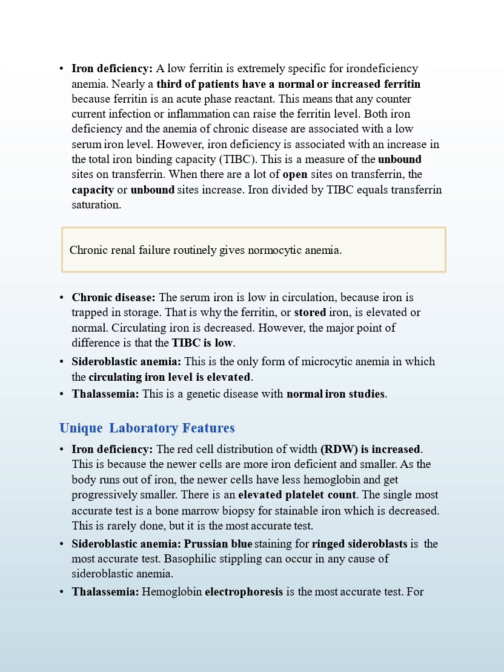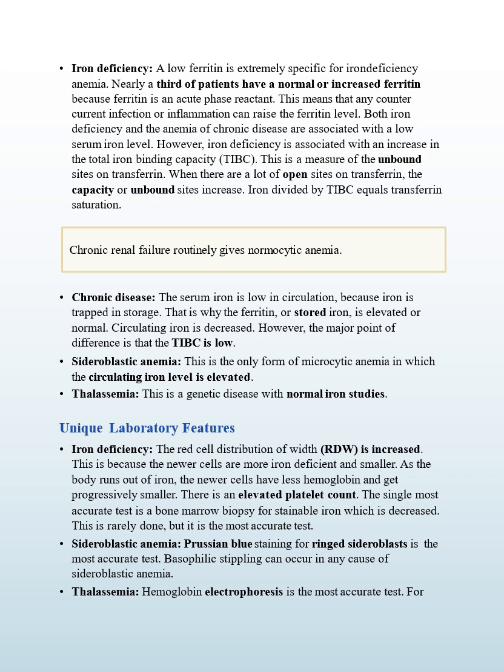So iron, ferritin, and all the other specific laboratory findings are decreased, except the TIBC, which is increased. Iron divided by TIBC equals transferrin saturation. So this is the formula. And there is a clinical tip which states that chronic renal failure routinely gives normocytic anemia.